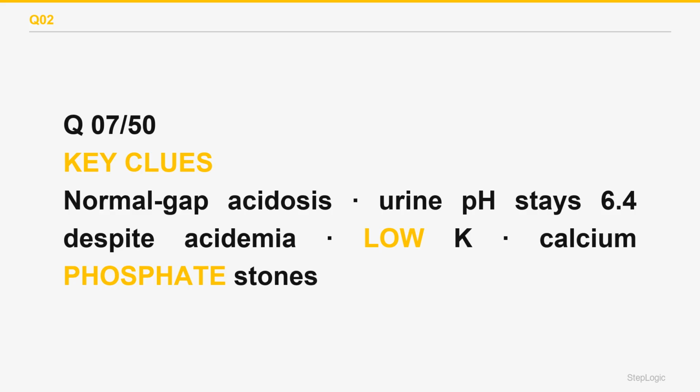Two consequences follow and both appear here. Potassium is lost in place of the hydrogen that cannot be secreted, giving hypokalemia, and the persistently alkaline urine precipitates calcium phosphate stones with nephrocalcinosis. Type 2, proximal disease, fails to reabsorb bicarbonate, but once the serum bicarbonate falls below the reduced threshold, the distal tubule still acidifies normally, so urine pH does fall below 5.5.